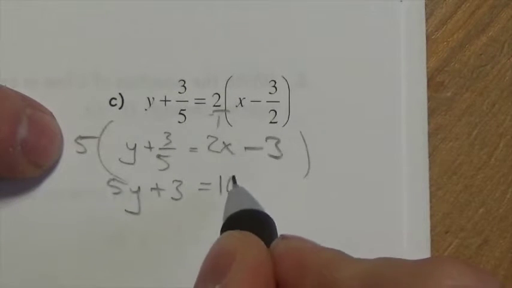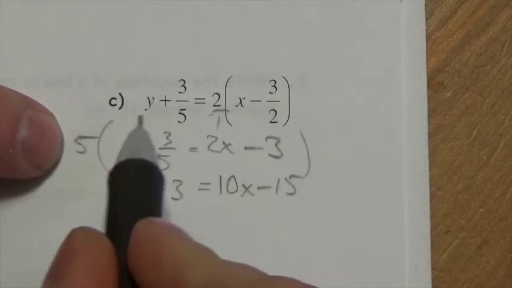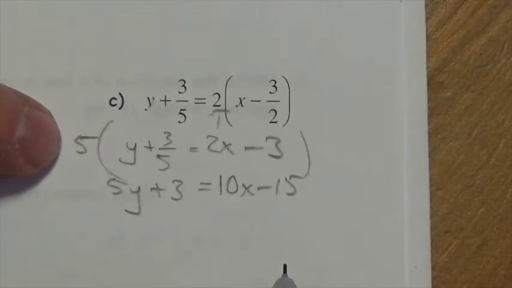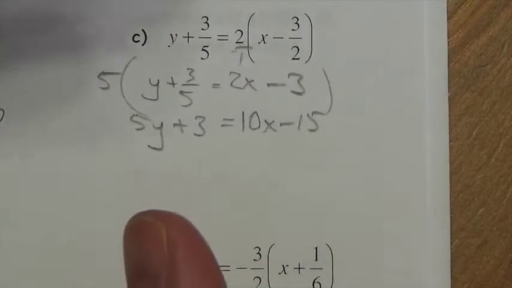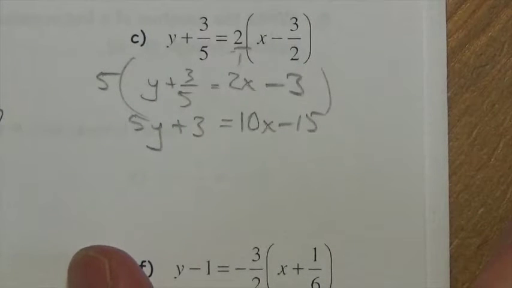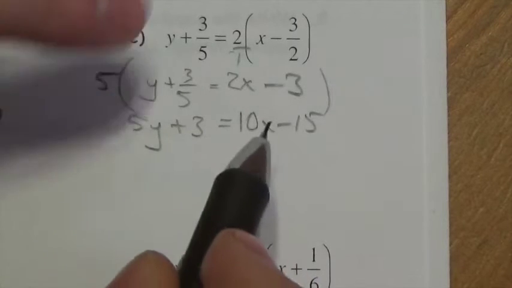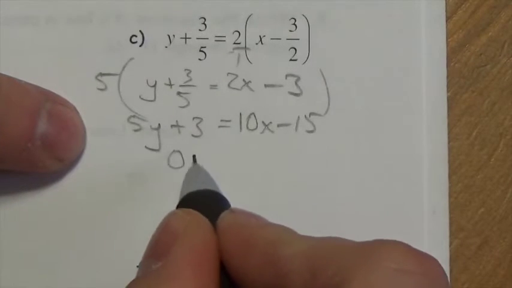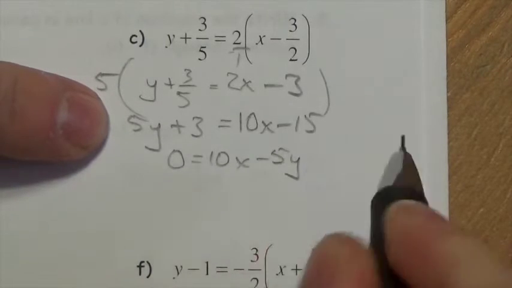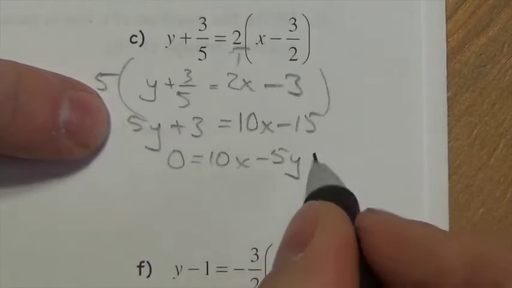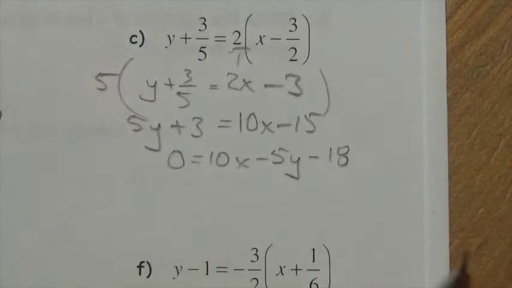5 times 2x is 10x. 5 times negative 3 is negative 15. Every term has to get that 5 distributed to it. Now, I've got rid of the fractions. I'm going to bring everything over to whichever side is going to allow me to keep the x positive. And right now the x is positive on the right-hand side. So I'm going to subtract 5y from both sides. And then I'm going to subtract 3 from both sides. And actually, because of that negative 15 over here, when I subtract 3, I'll get negative 18.